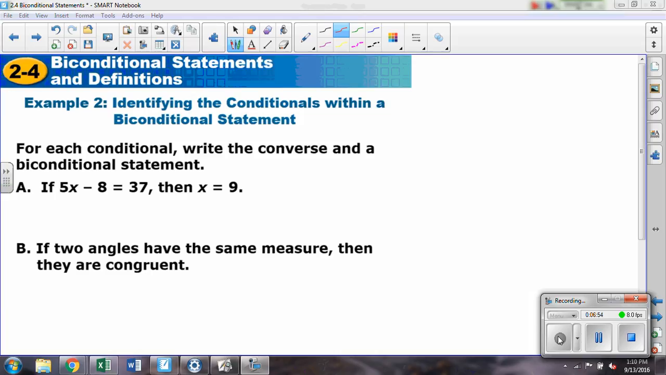Now let's try to identify the conditionals. For this one, we have the conditional written already. If 5x minus 8 equals 37, then x equals 9. We want to write out the converse for that statement, and we also want to write the biconditional for that statement.